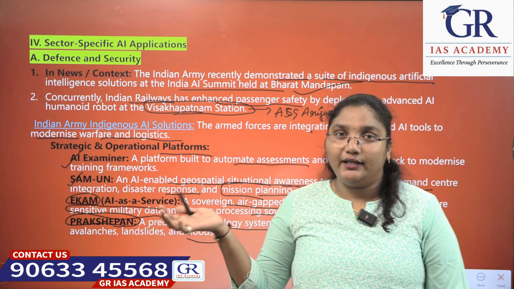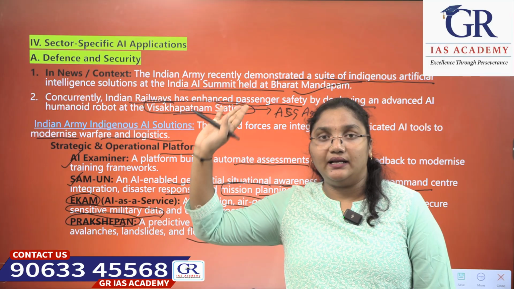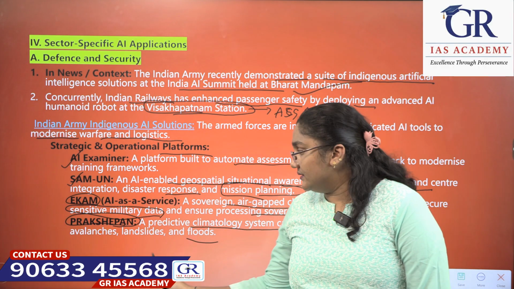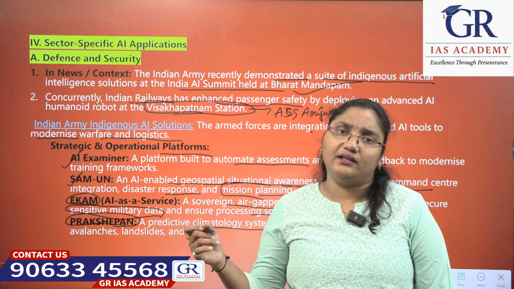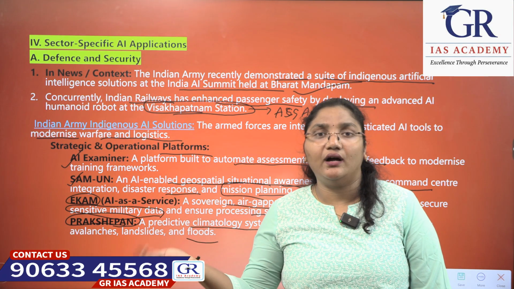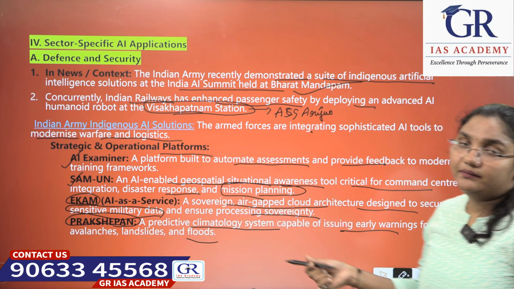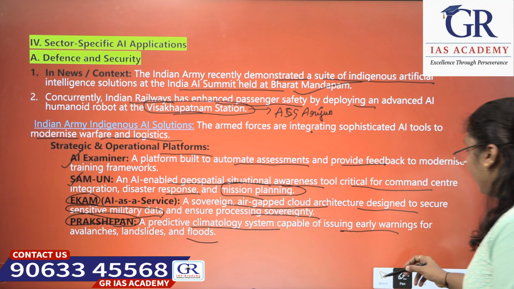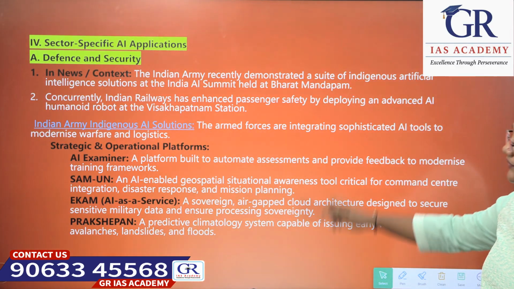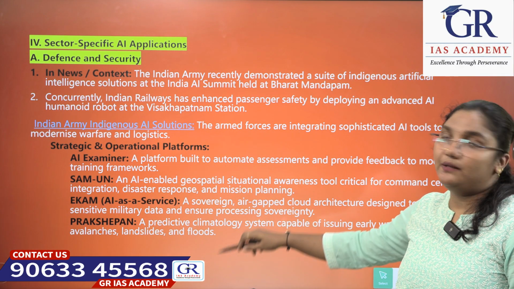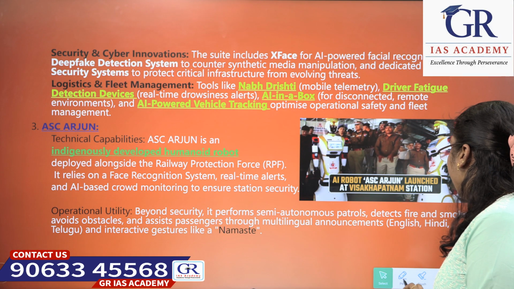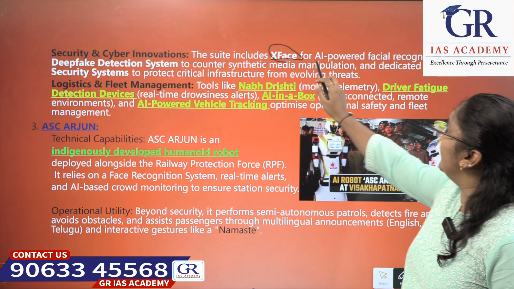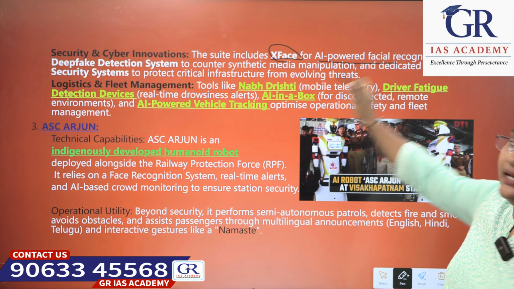Okay. Because in border areas and the North Himalayan regions, we can't even know when a landslide would happen. So because of this AI technology, it warns us beforehand, so that we can avoid it and be safe in these conditions. Okay. Next, the army has come up with these strategic and operational platforms. Next is security and cyber innovations. The suite includes X-Face for AI-powered facial recognition.